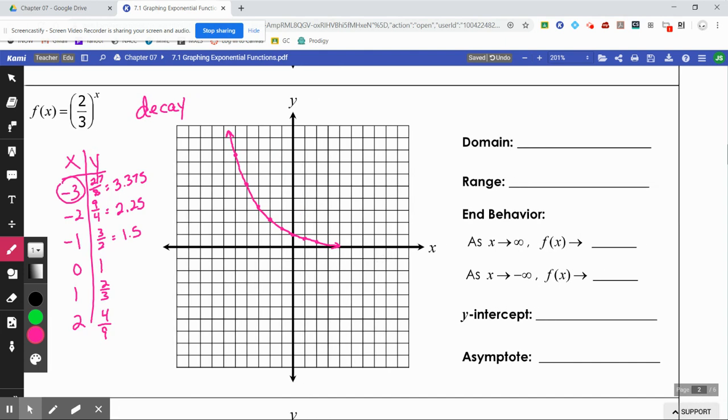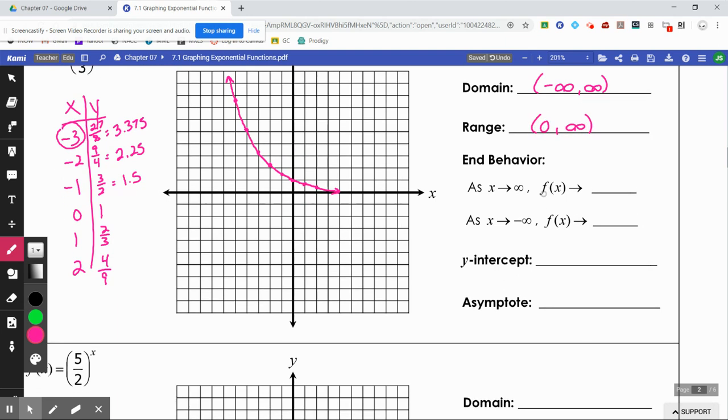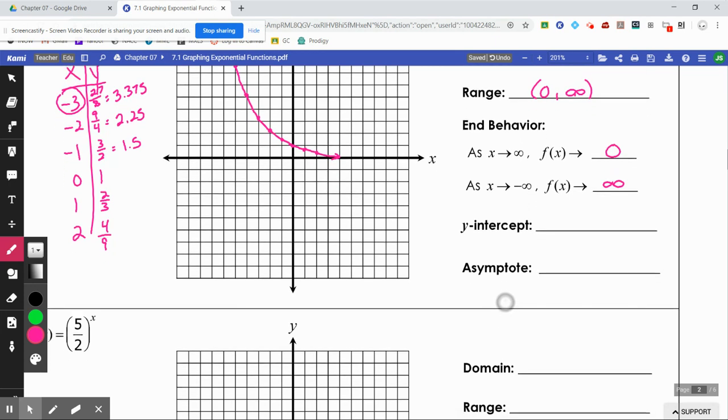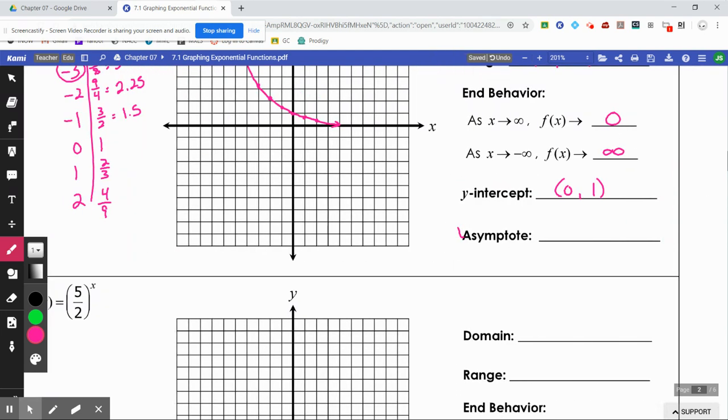My domain, again, with this exponential decay is still, you can raise a number to any power you want to. So therefore your x value can be anything. Your range, however, will never be 0, and it goes up from there. As you move to the right on your graph, since it's decay, your graph levels out to nothing, 0. As you go to the left, your graph grows without bound. Your y-intercept, if you were to plug 0 into your function, it would again give you 1. Your asymptote line is also, just like the other ones, the x-axis.